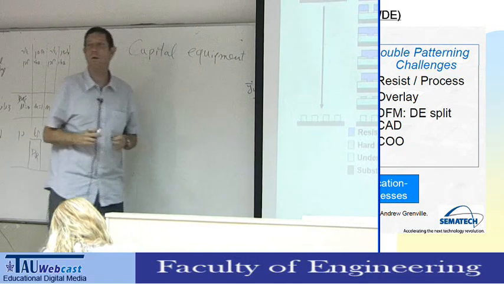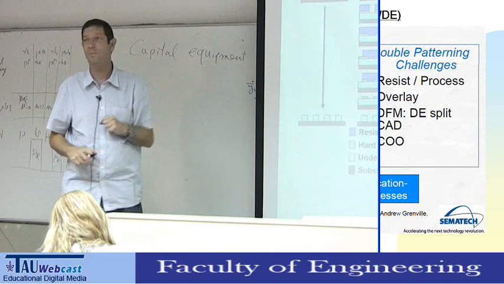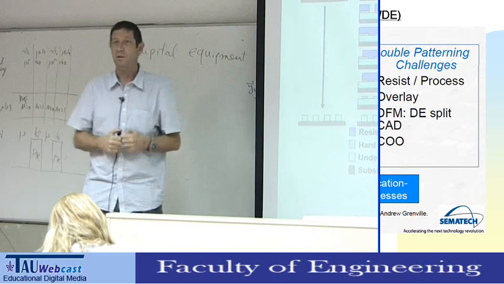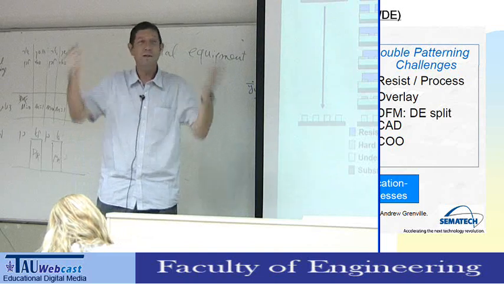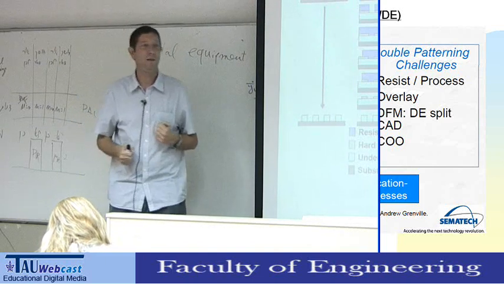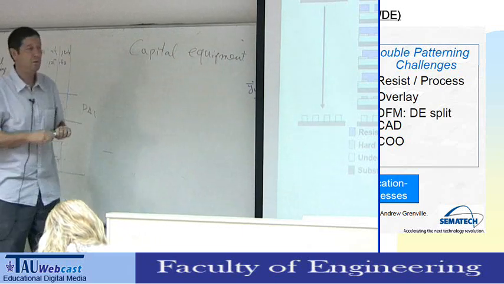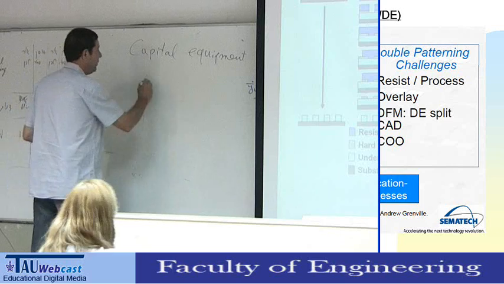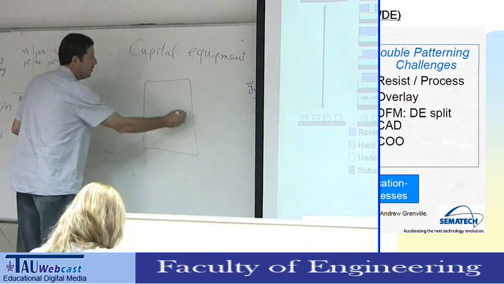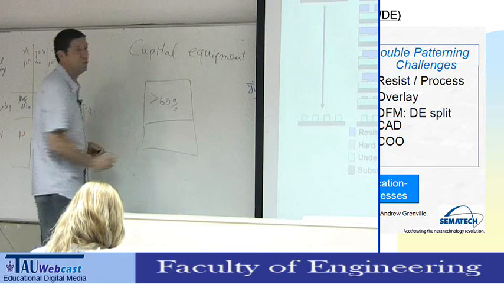Capital equipment is the equipment for manufacturing: the cameras or the steppers, the developing tools, the pumps, all the equipment. In the next lecture I'm going to teach you about ion implanters. So the total capital equipment, let's say if you build a company, if you build a fab, the cost of capital equipment can be more than 60% of the cost of the company.